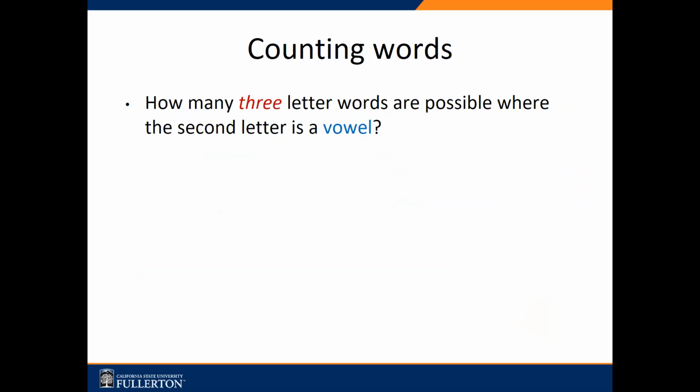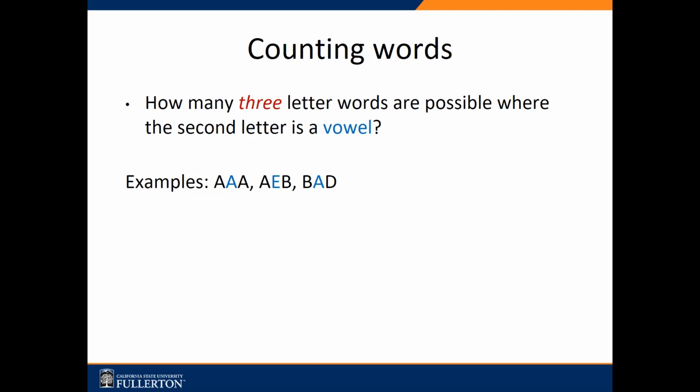So here's a slightly more complex problem. Now, how many three-letter words are possible? Now, where the second letter is a vowel, and the first and the third letters can be any letters of the alphabet. So again, we have 26 letters in the English alphabet, and 5 of these are considered vowels. So examples of such words are AAA, AEB, BAD, and so on.